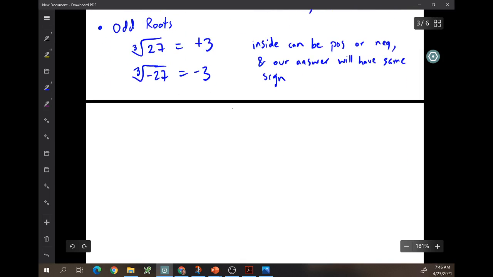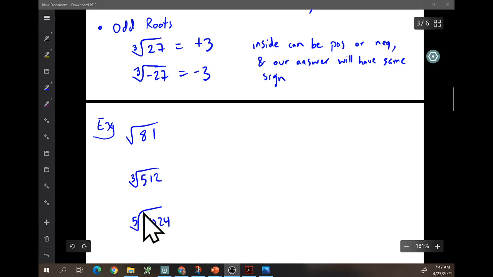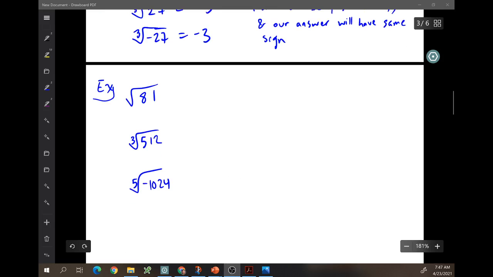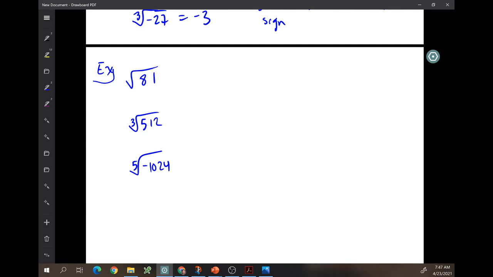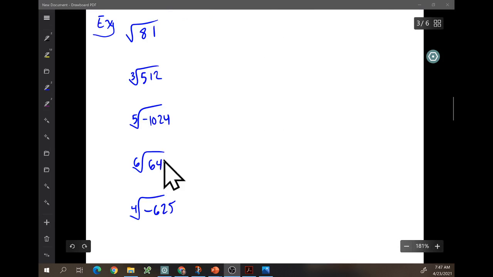So kind of moving on, let's just do a few examples just to really make sure that we have this. Let's do 3 or 4 at a time. So if I had, for example, the square root of 81, we'll add in the cube root of 512 and the fifth root of negative 1024. And let's do something a little tricky. We added in the 6th root of 64 and the 4th root of negative 625. So we have all these. Let's just kind of think about them.